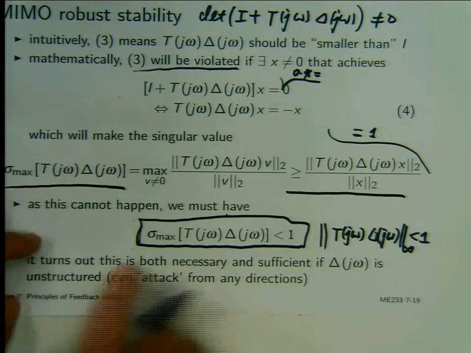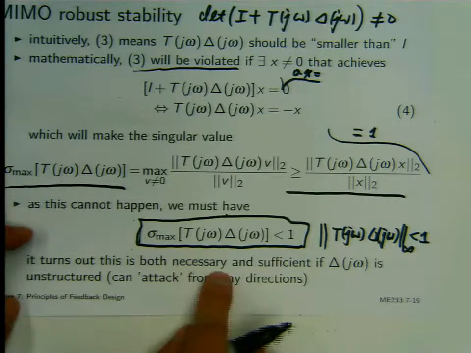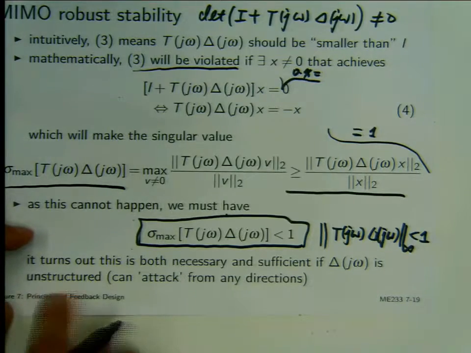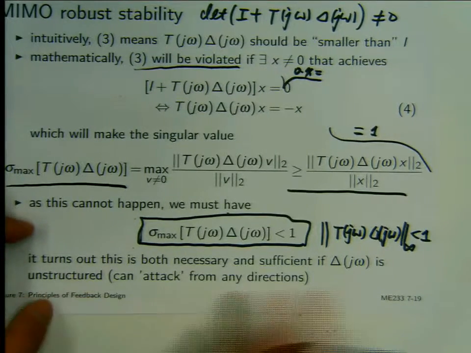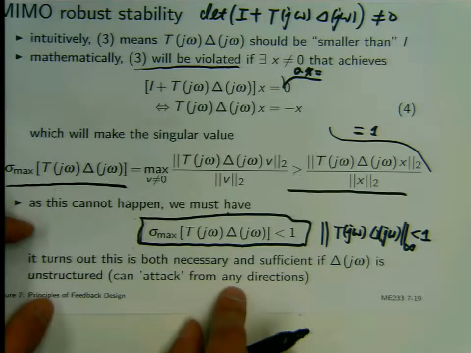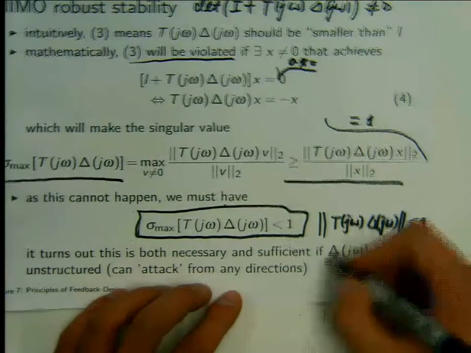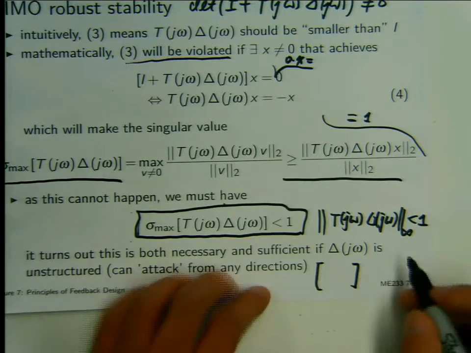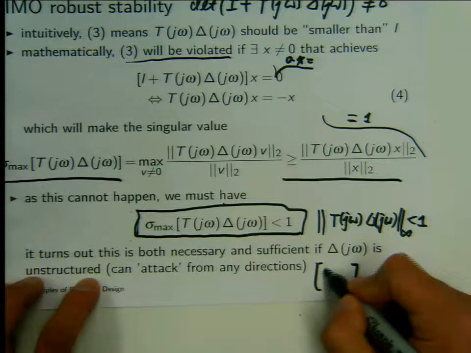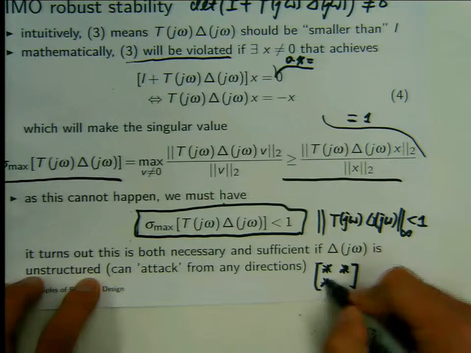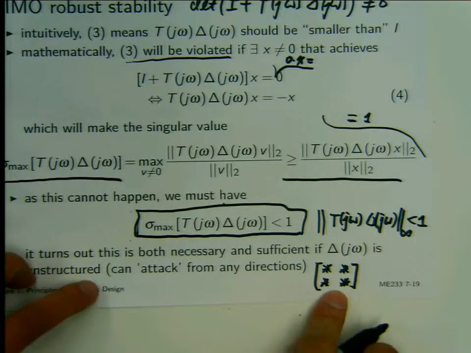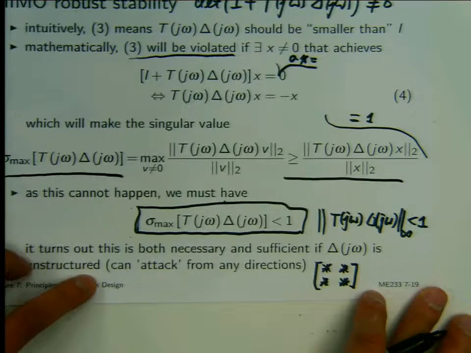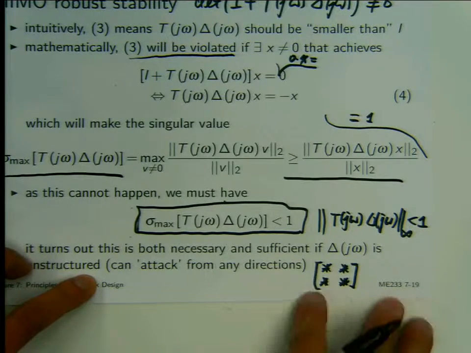It turns out this is both a necessary and sufficient condition if this uncertainty term is unstructured. By unstructured, I mean this uncertainty term can attack from any direction. We won't dig into the details of this part. Here, unstructured just means, for a 2x2 case, each element of this matrix can take whatever values as long as the original maximum singular value is bounded.